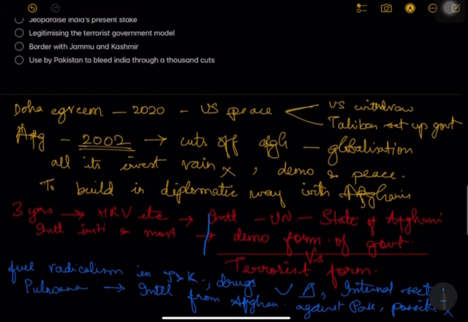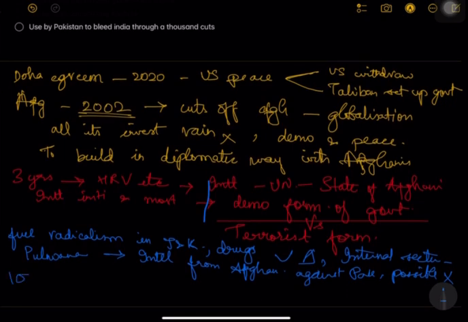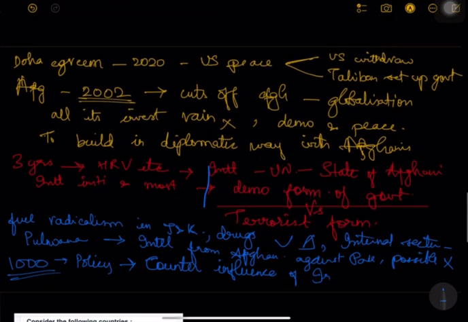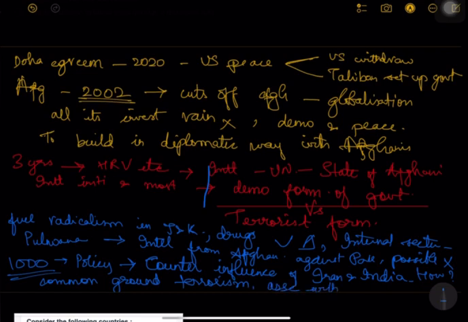Which brings us to our next problem: being used by Pakistan to bleed India through a thousand cuts. This has been Pakistan's policy for India since a very long time now. What Pakistan is trying to do is to counter the influence of Iran and India. How? Through its common ground of terrorism. It is associating with the Taliban, which is a great problem for us.